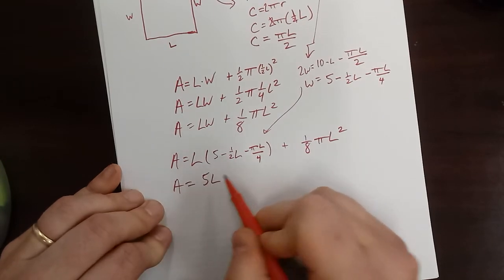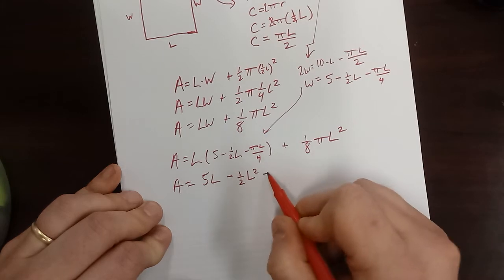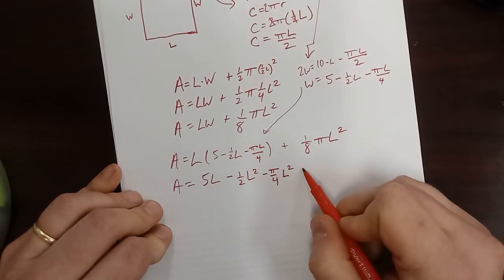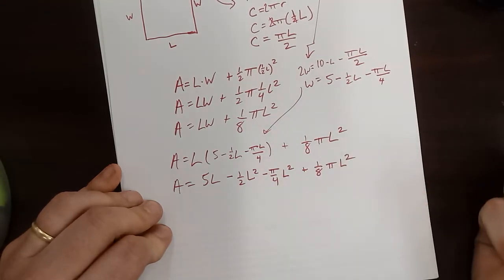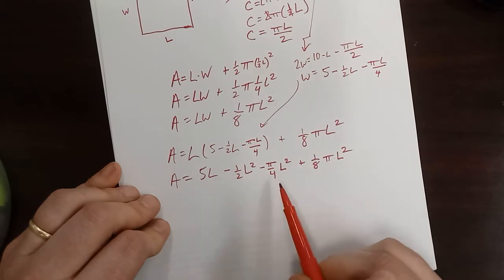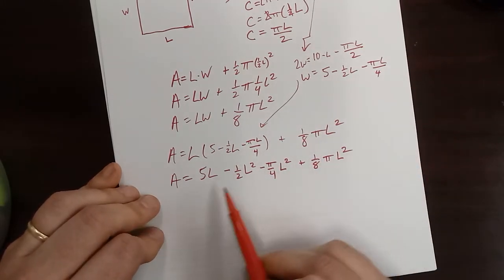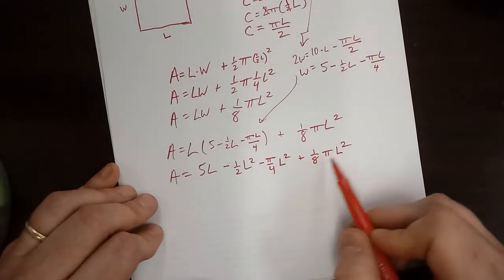Let's see, 5L minus 1/2 L squared minus pi over 4 L squared plus 1 over 8 pi L squared. I could mush these two together, and I'll do that after I take the derivative. I think it'll be easier to do that. Oh, this 1/8 pi I could write as pi over 8, right?